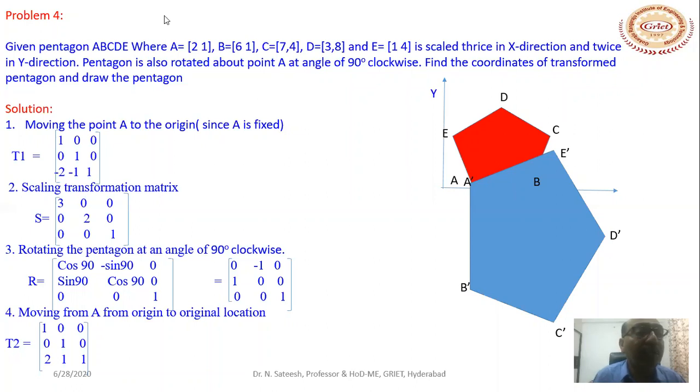So let us consider a pentagon ABCDE where A equals (2, 1), B equals (6, 1), C equals (7, 4), D equals (3, 8), and E equals (1, 4). It is scaled thrice in the x direction and twice in the y direction. The pentagon is also rotated about point A at an angle of 90 degrees clockwise. Find the coordinates of the transformed pentagon and draw the pentagon.